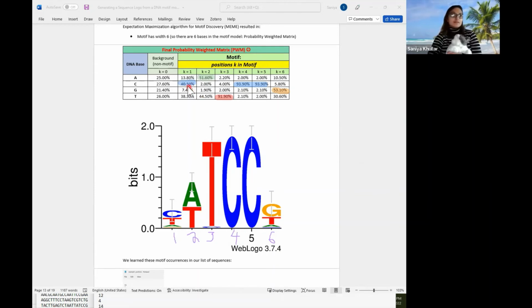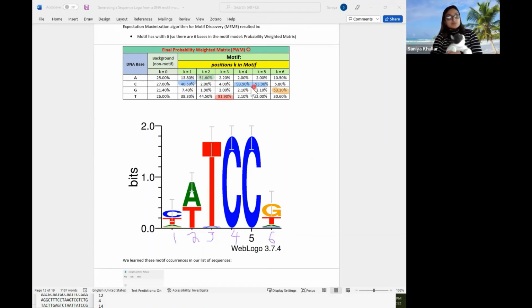If we had to go with gut instinct, the way to think of it is: if we had to go with the likeliest base, the highest probability, how certain would we be? We would be less certain with C because there is a 40.5% chance of it being there. But here, with A in the second position of the motif, we're a little more certain because it's a 51.6% probability, so much higher, by about 11%.